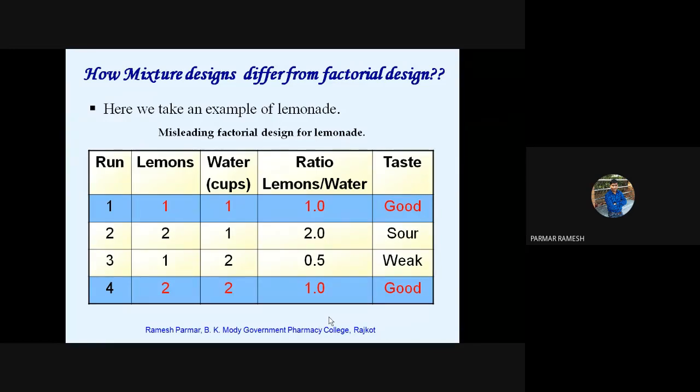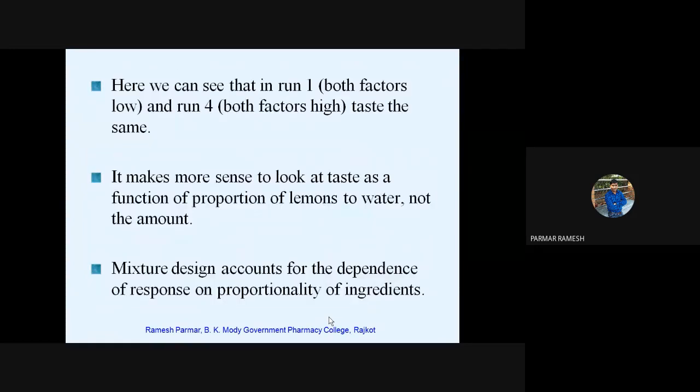So all these are examples of mixtures in which relative proportions are important and not the absolute quantity. And in such cases, we must use the mixture designs. With this note, let us move ahead. So here we can see, as in run 1 and run 4, both experiments show the same taste, because the ratio, the relative proportion, is important and not the absolute quantity.